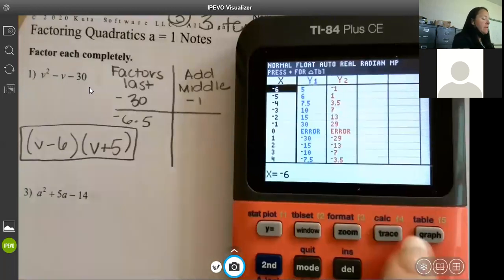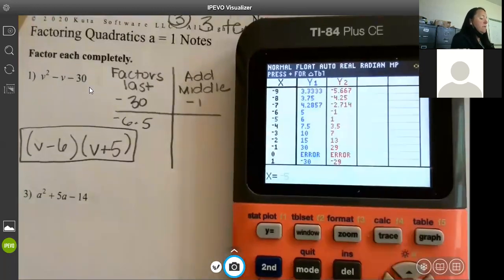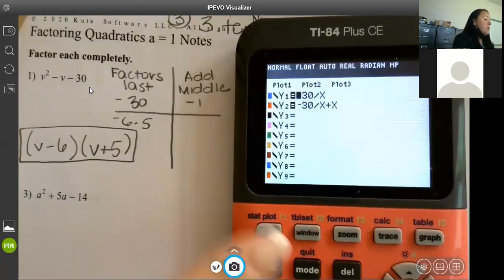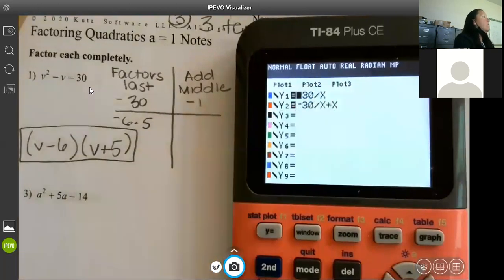I can make mine start at 0. Did you put in this into y equals? Yeah, it says 0, error, and then 130, 29. Go into your y equals. Make sure plot 1, 2, and 3 are not on. Make sure it's not dark. So like if I hit enter, I don't want a box on that plot 1.